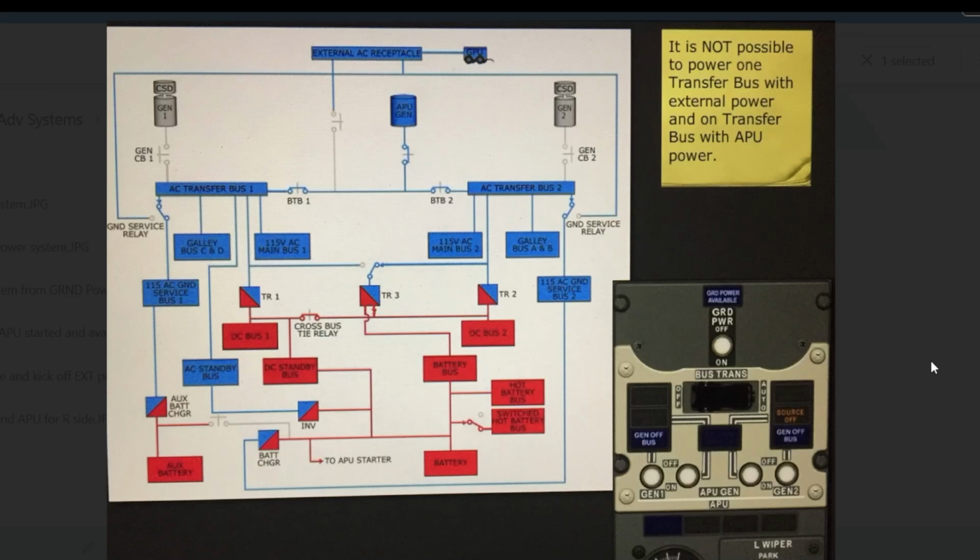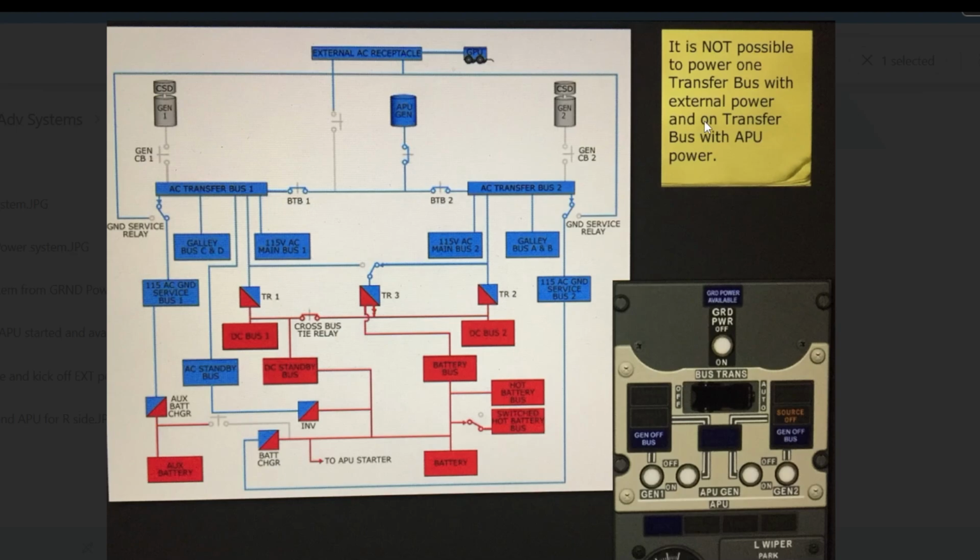Hey guys, I noticed there was a lot of confusion while Tim was talking about why you couldn't power one AC transfer bus with the APU and the other with ground power, so I thought I'd make a quick video kind of going over it. We can see this is a slide inside of the OneDrive under electric system.